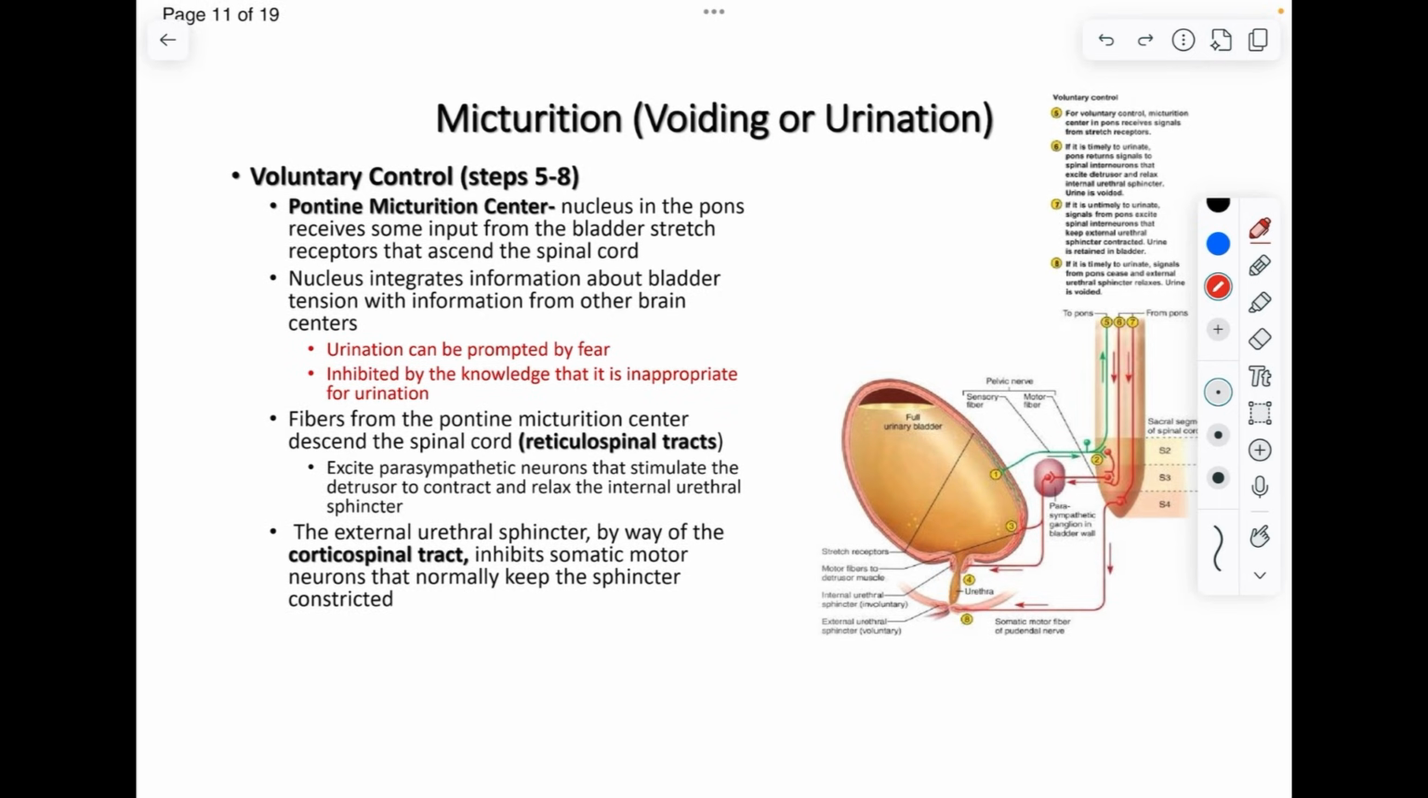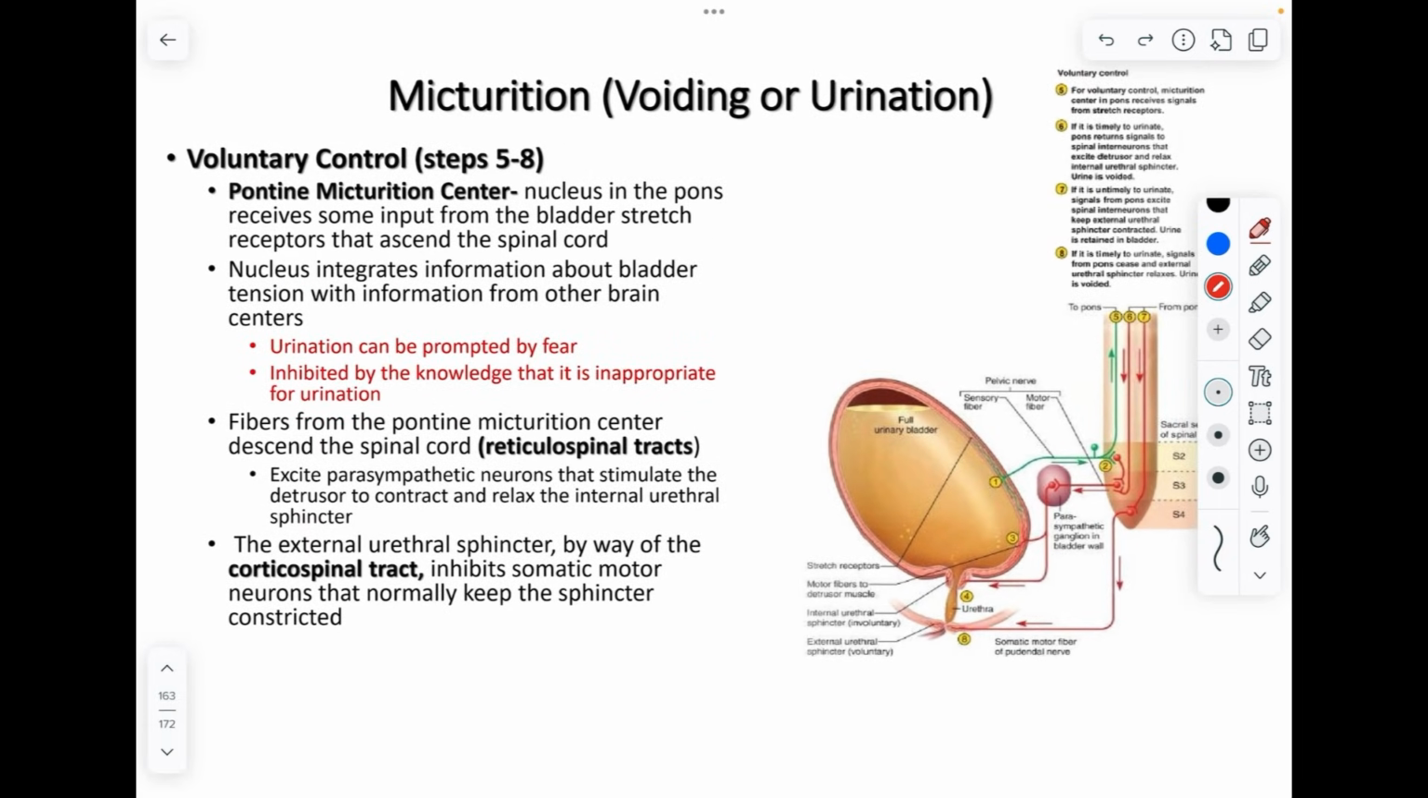This is the voluntary part of the containing thing. And as we said, it's in the bones, in the micturition center. And these two parts are very important, and also the tracts that they follow. Please remember them. So urination can be prompted by fear.